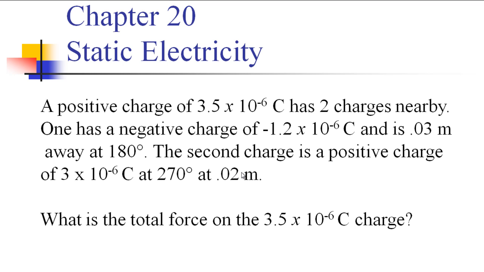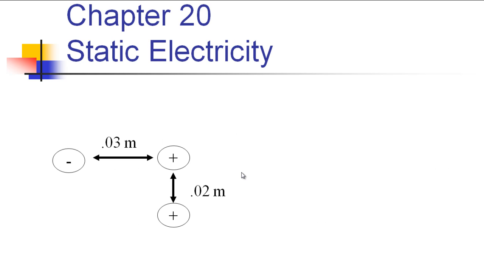Maybe you shouldn't do this one on your own. Maybe I should just show you it. So you want to draw it out. The first charge was 0.30 meters away at 180 degrees. So we take this to be our 0, go all the way around to 180 degrees. That's where we put that first charge. The second charge is at 270 degrees, which means we go all the way around here, 270 degrees, and it's 0.02 meters away. You always want to draw a picture whenever you have more than one charge, so you know the orientation of the charges.